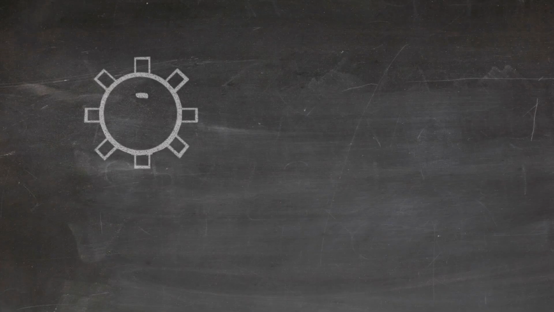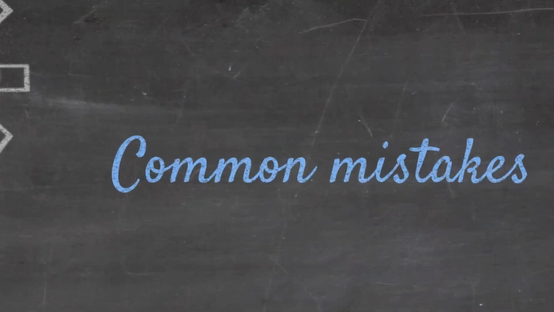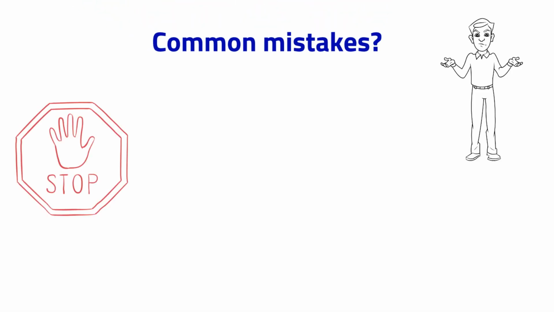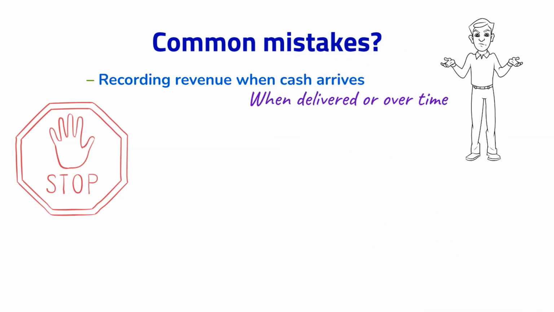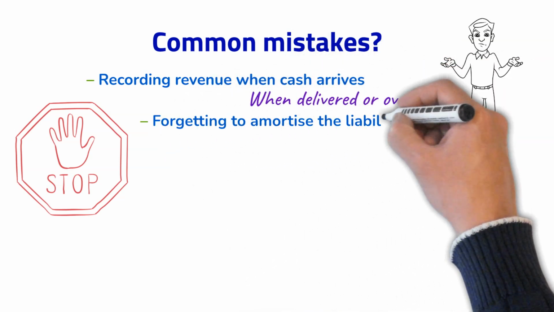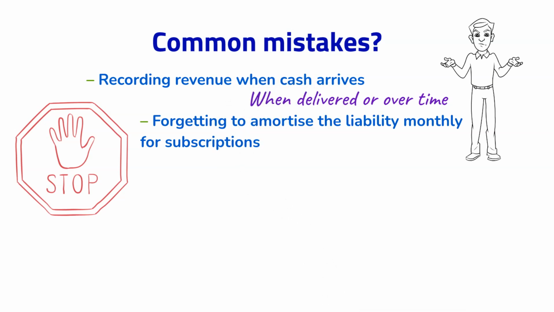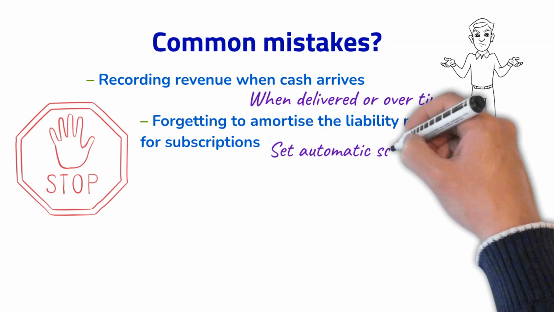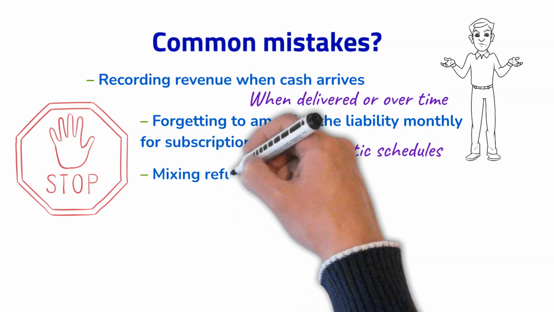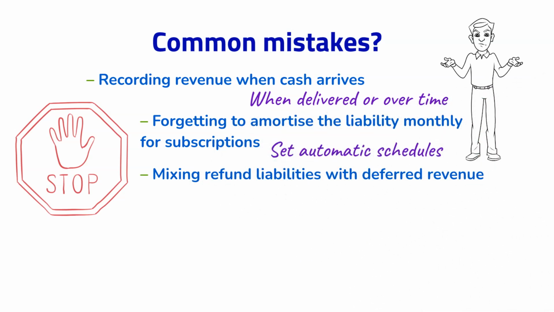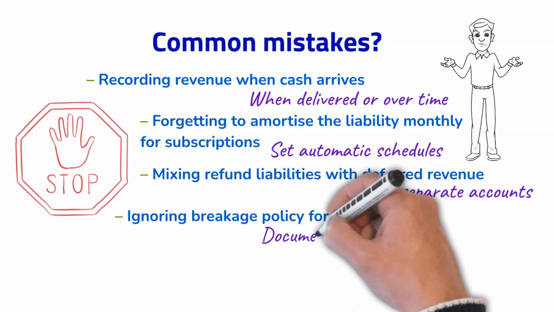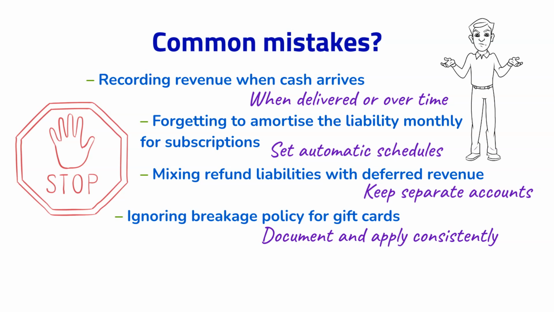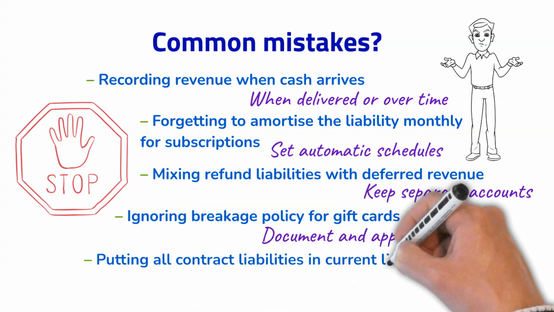Let's have a look at common pitfalls and what we can do to avoid them. The first one, recording revenue when cash arrives. Fix that by recognizing revenue when delivered or over time. Forgetting to amortize the liability monthly for subscriptions. Set an automatic schedule. Mixing refund liabilities with deferred revenue. Keep separate accounts. Ignoring breakage policy for gift cards. Document and apply consistently. Putting all contract liabilities into current liabilities. Split by timing.